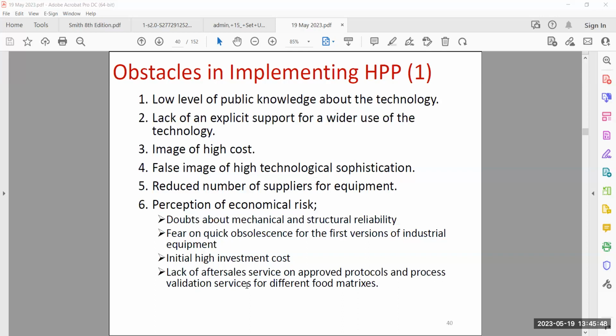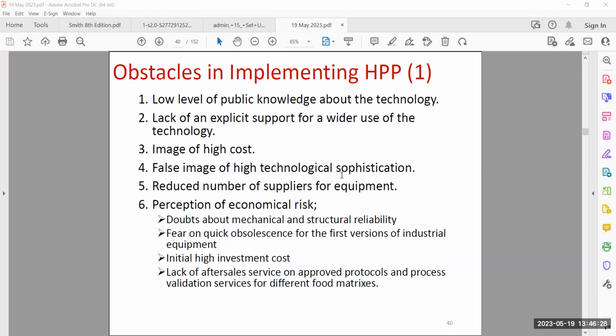So the obstacle in implementing HPP is basically the low level of public knowledge about the technology. Okay, so lack of explicit support for wider use of the technology. Especially in Malaysia, even when we buy the equipment from Germany or maybe from the United States, we need to have their engineer come here for commissioning, for maintenance, for troubleshooting. So it's not quite viable in that sense. And of course, the image of high cost and the false image of high technological sophistication. It looks very sophisticated, but it's quite easy to operate actually. And of course, the reduced number of suppliers of the equipment.